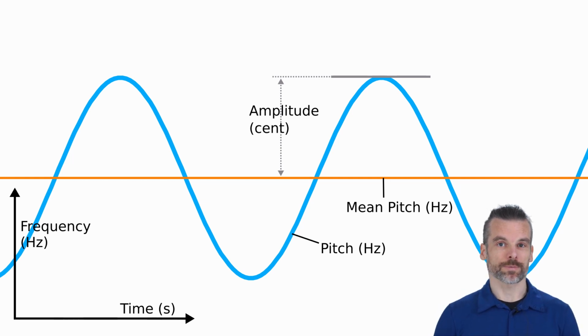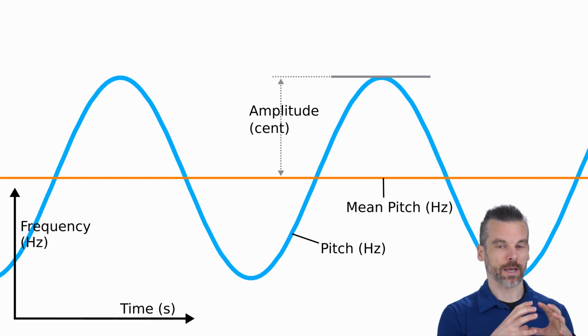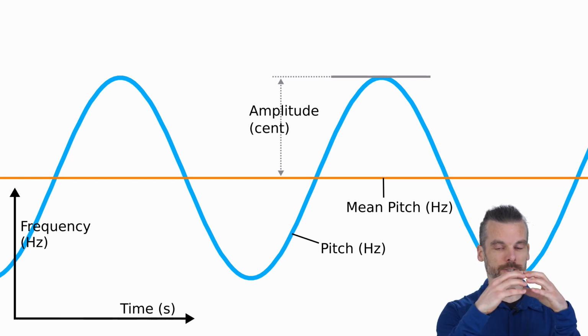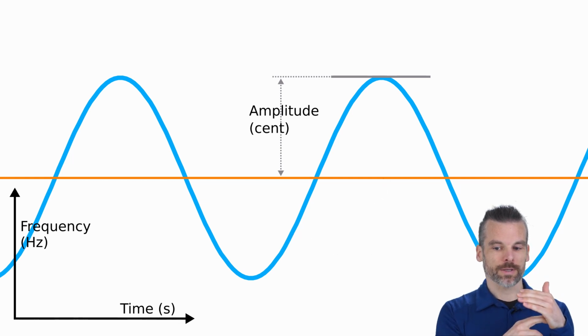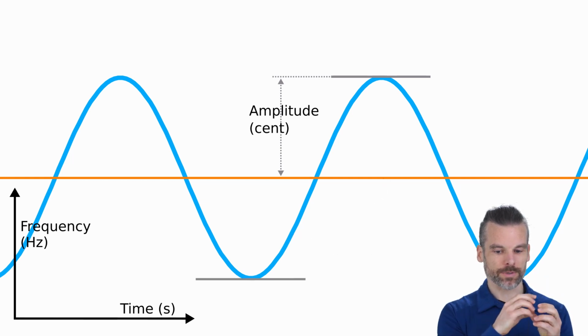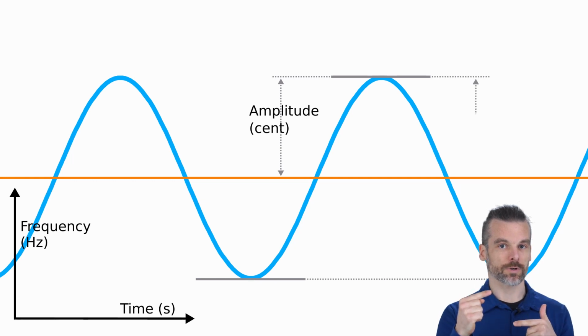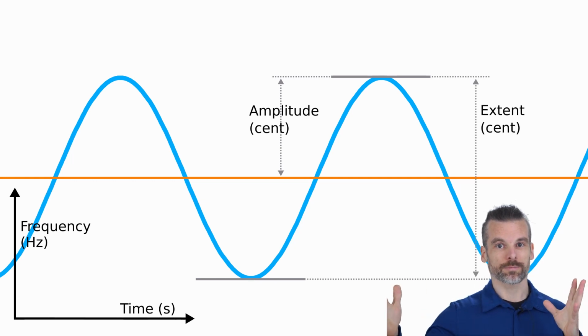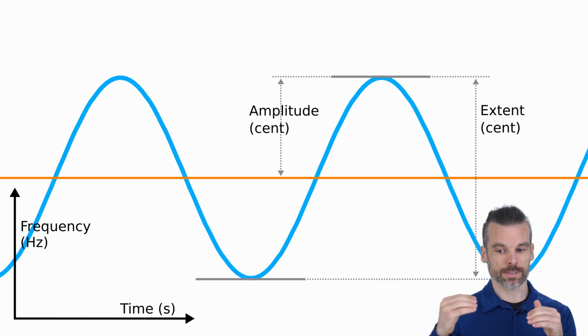But if you look at the vibrato literature, they're not normally indicating the amplitude, which is just the distance between one peak and the center. Rather, they go by the extent, which is the distance between two consecutive peaks. Or if you take a longer period of time, it's the average distance between the peaks.